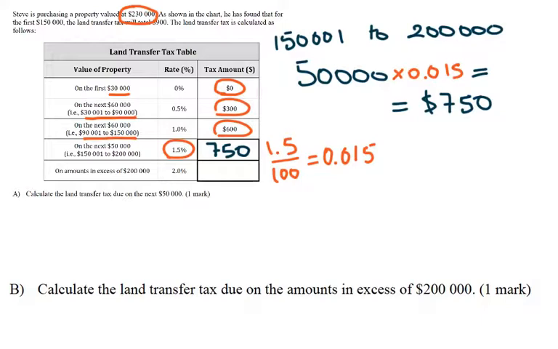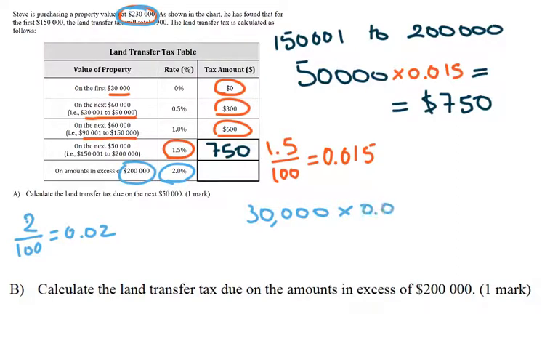And then let's see on the amount that exceeds 200,000, right? So the amount that exceeds, if we look at the price, is 230. For the $30,000 more than the 200 that he has, he needs to pay tax of 2%. So 2% again, it's going to be 2 over 100. That's going to be 0.02. So I'm going to multiply the $30,000 by 0.02. This is going to give you 600. So that's the 600 that he needs to pay.